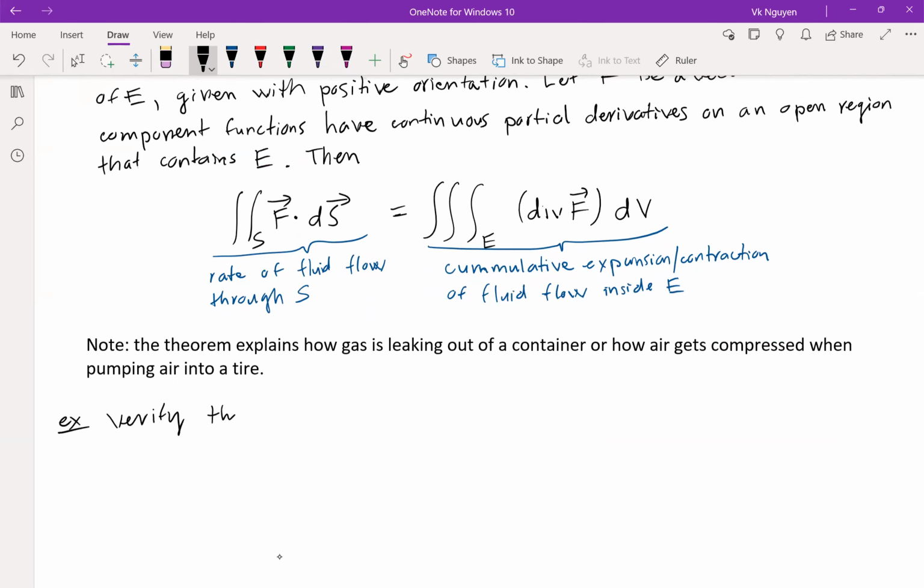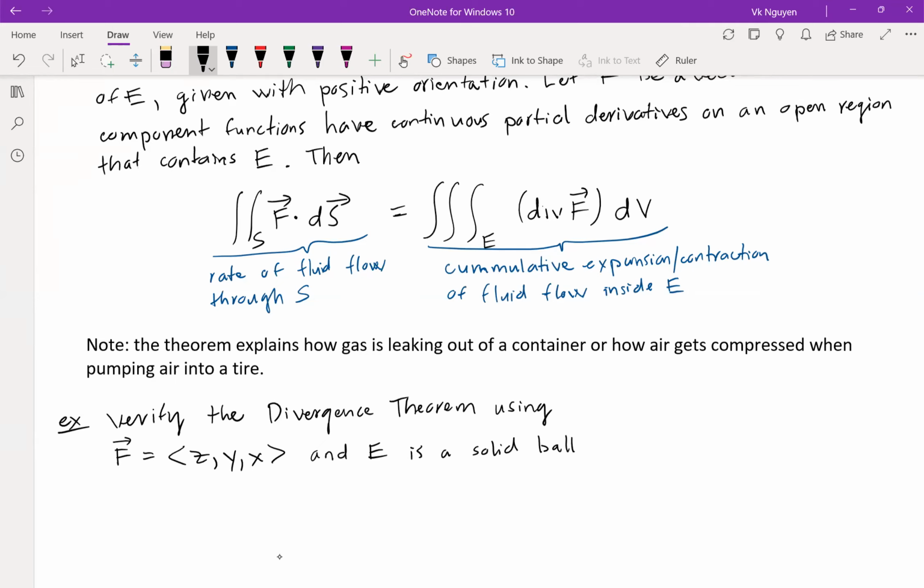Verify the divergence theorem using F equal to (z, y, x), and E is a solid ball, x squared plus y squared plus z squared less than or equal to 10.